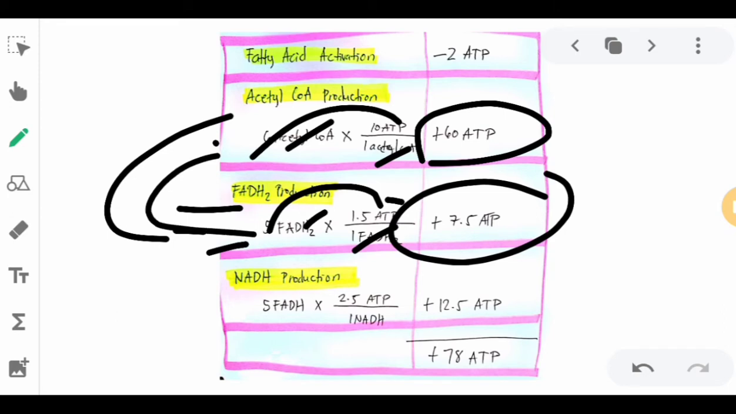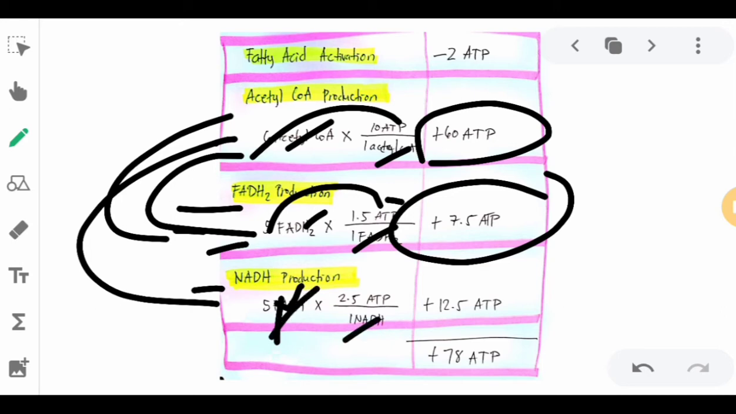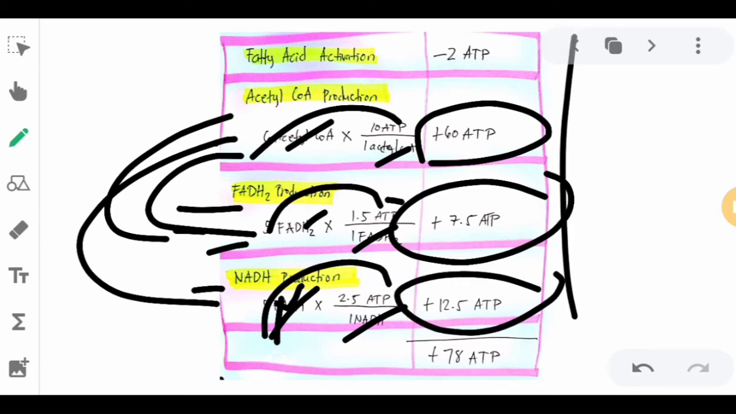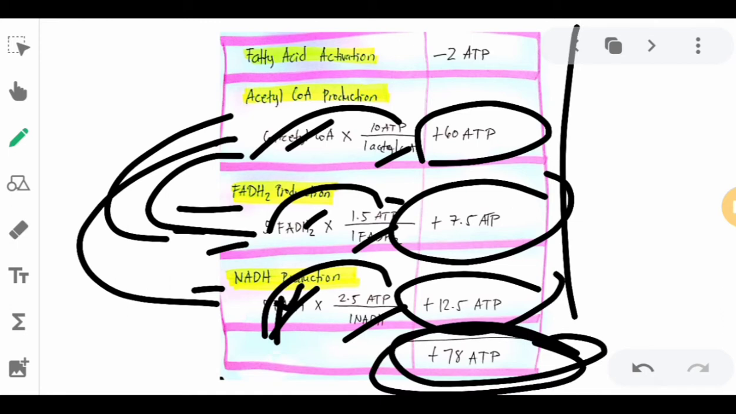Now, for the reduced form of nicotinamide adenine dinucleotide production, you will have 5 NADH that has been produced. Why? Because that is also 1 less than the number of the acetyl-CoA that has been produced. So, 1 NADH will produce 2.5 ATP, so cancel the unit. And 5 times 2.5, that is 12.5 ATP here. So, if we will perform this in a calculator, that is 78 ATP. So, the net ATP production from the complete oxidation of lauric acid is 78 pieces of ATP.